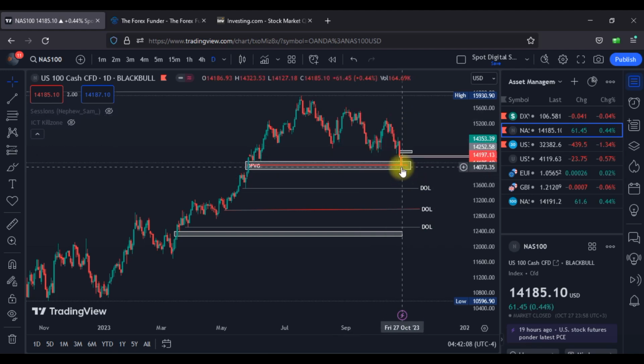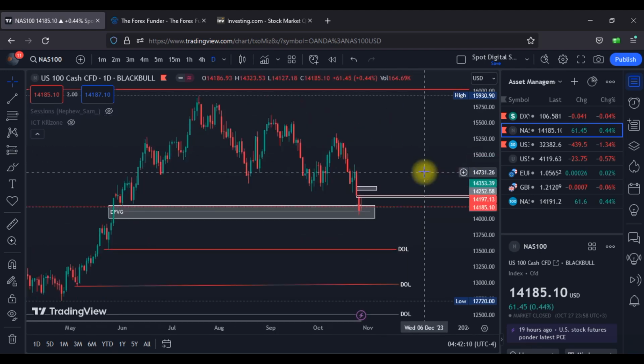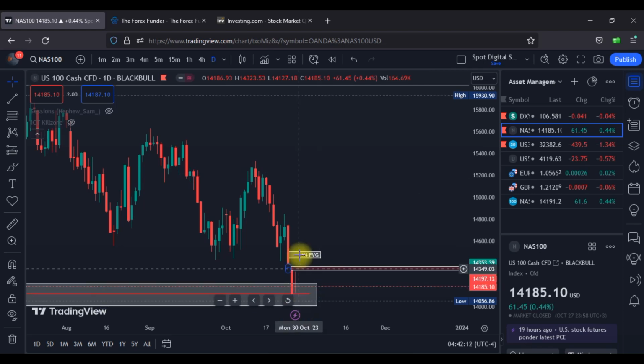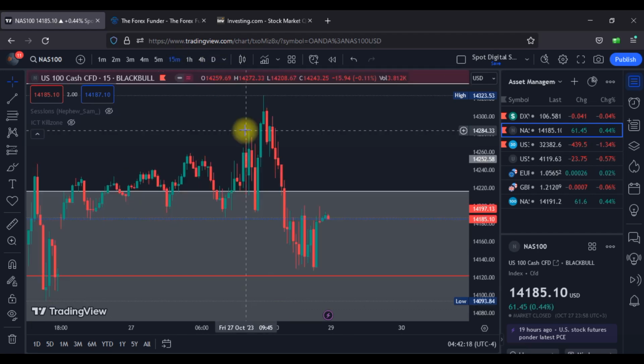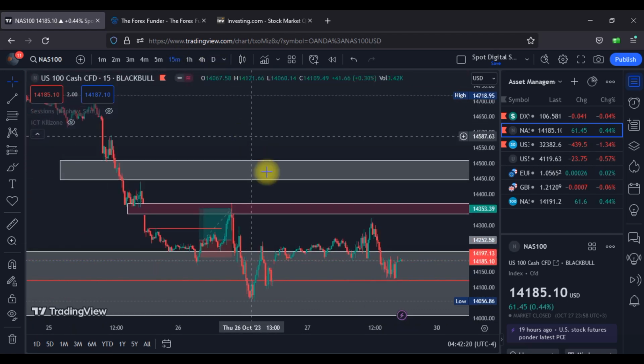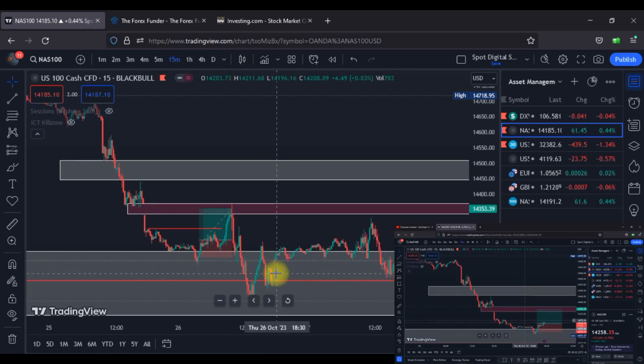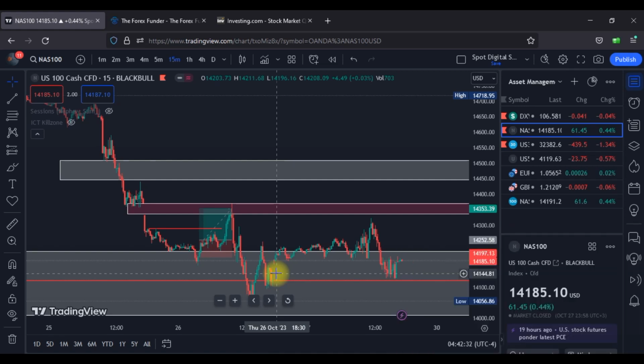It moved even down to 75%, and since it had tapped into that fair value gap, you would be looking for a trade in the opposite direction based on what the market is tipping to you. So this is how I traded this week. These are the two trades I took.